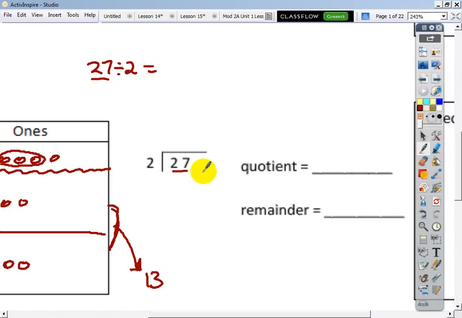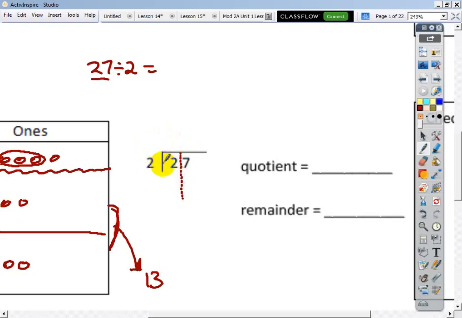27 gets to live in the house. 2 is the divisor outside. So set it up like that. They've done it for you, which is easy. Now you have to ask yourself, how close can I get to 27? Well, hold on a second. I don't want to ask for the whole 27. Let's think about it one place value at a time.